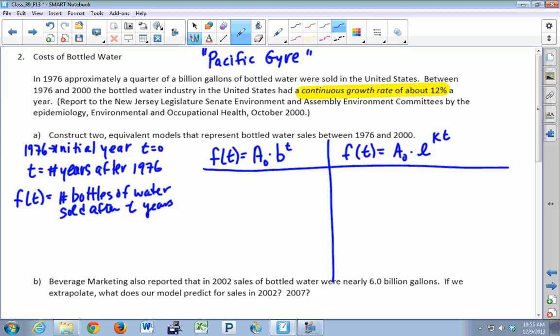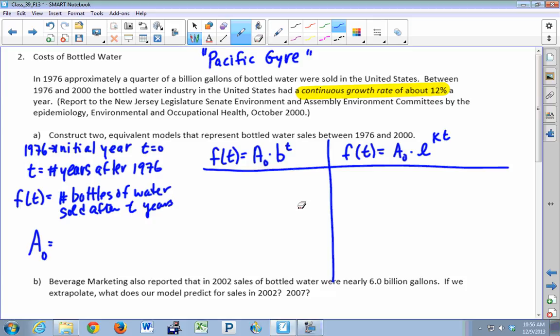Anything else we need to know here? What else do we need to know? Do we know A sub naught? Do we know the value of A sub naught? A sub naught goes along with T equals 0. So what year was T equals 0? 1976. Do we know the number of bottles of water that were sold in 1976? 250 million, right? So A sub naught is the number of bottles of water sold in 1976.